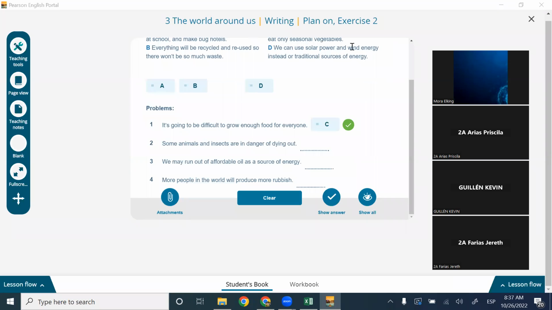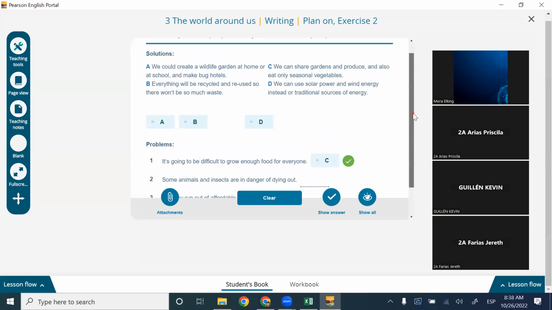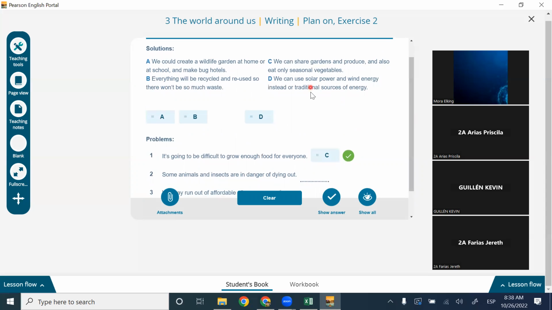Some animals and insects are in danger of dying out. Dying out. What is the solution? D. Letter D. Are you sure it's the letter D? Solar power and wind energy? Talking about insects. What is the correct one?